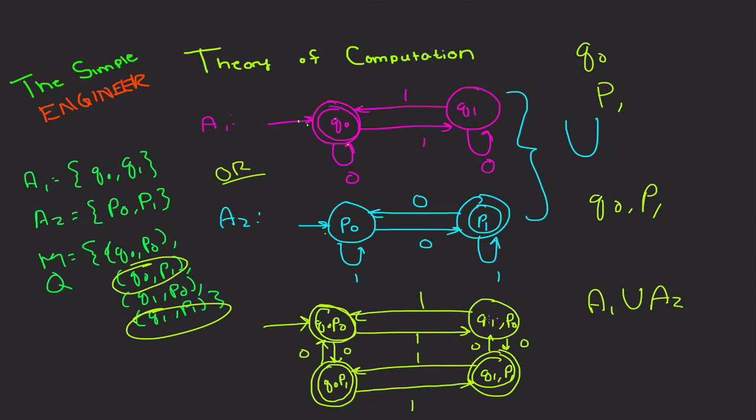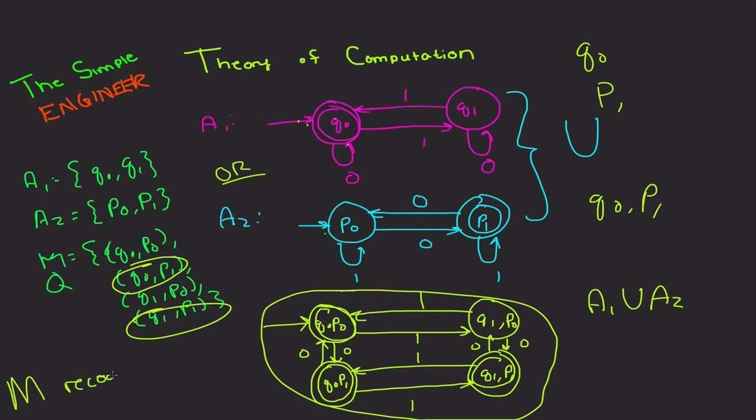So right here, this is the final DFA. We are now done. This is the final accepting DFA. So what we say is that M recognizes A1 union A2. And this is the proof. So we're done.